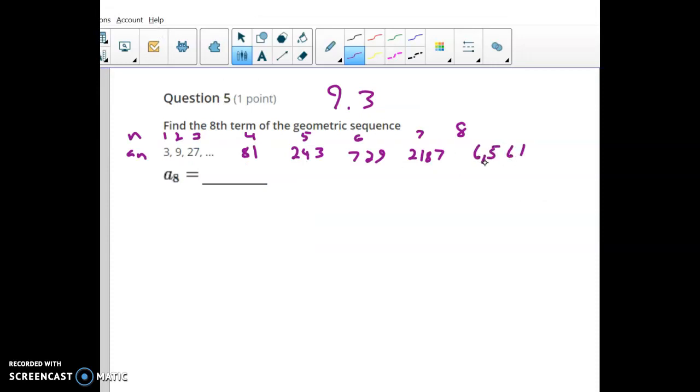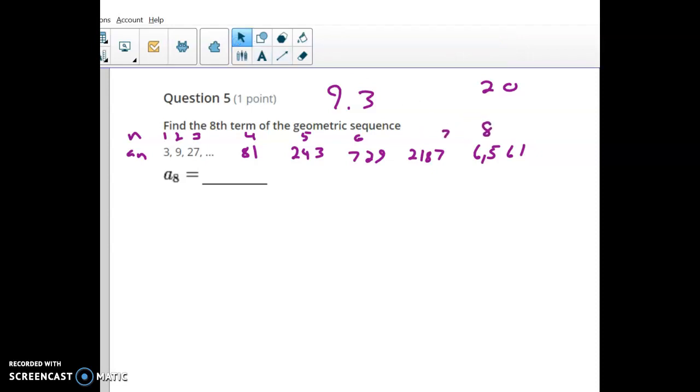Yes, that's probably the easiest way, but it would be a lot harder if it said, say, the 20th term, right? If we had to find the 20th term, that would take us a long time and we'd be writing for a long, long time to do this. So luckily this one we only had to find the 8th term. But if we had to find something bigger, we'd probably want to use our formula.